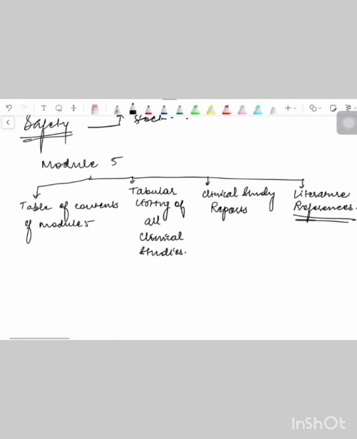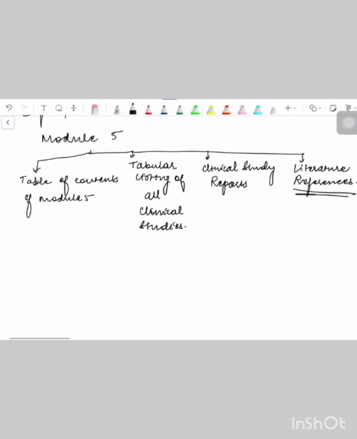These are the sections present in module 5, and this is because it is set up by ICH, so it's a universal concept followed in countries like Europe, USA, Japan, Australia, etc. First one will be your table of contents. For module 5 in eCTD, it's not mandatory to have this. Then the tabular listing of all clinical studies, clinical study reports and literature references. So our interest would be in this one.